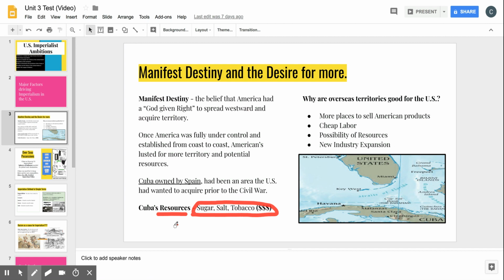We had already seen what resources the United States offered. Now we wanted to tap into other markets to sell more American products. We wanted cheap labor from their workers. There was a possibility of resources that we didn't have in our country and new industrial expansion. All of these things are reasons why we would possibly want overseas territories.